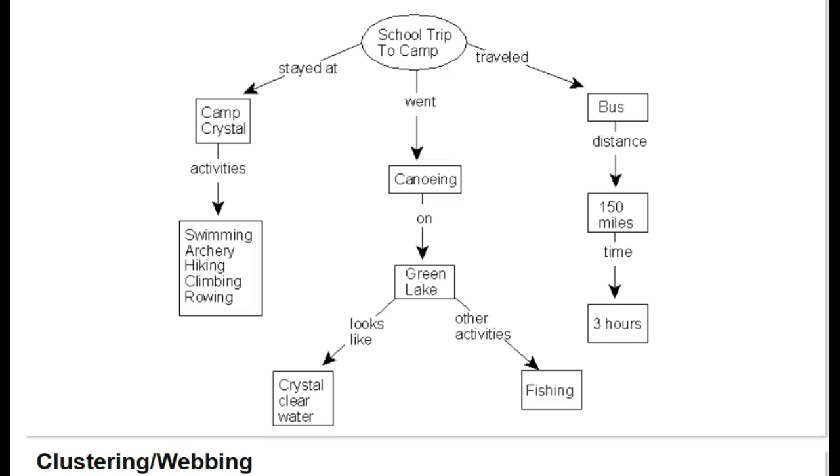So if we were to read this, we would start here and say this is explaining the school trip to camp. Where they stayed at Camp Crystal, and the activities they did were swimming, archery, hiking, climbing, and rowing. The school trip to camp also considered some that went canoeing and where they went canoeing on Green Lake, and described what the lake looks like. It's crystal clear water, and the other activities that were on the lake were fishing. And finally, the school trip, the way they traveled was by bus, and the distance by bus was 150 miles, and it took 3 hours.